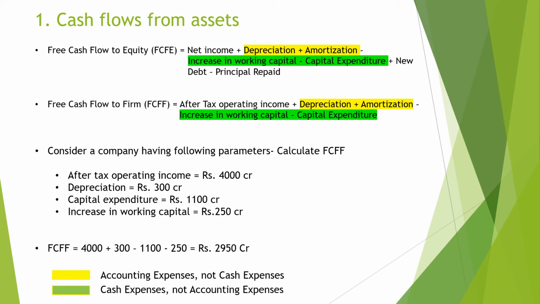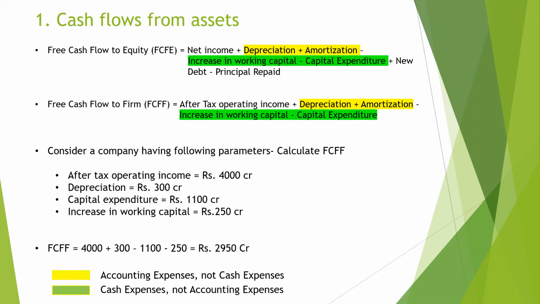And how it is calculated is by adding after tax operating income, adding depreciation and amortization, and subtracting the increase in working capital and capital expenditure. So it is more or less the same. The only thing is that in FCFE we are rationalizing the net income, to which the equity investors are entitled, and in FCFF we are rationalizing the after tax operating income, because this is the capital to which all providers of capital are entitled, right?